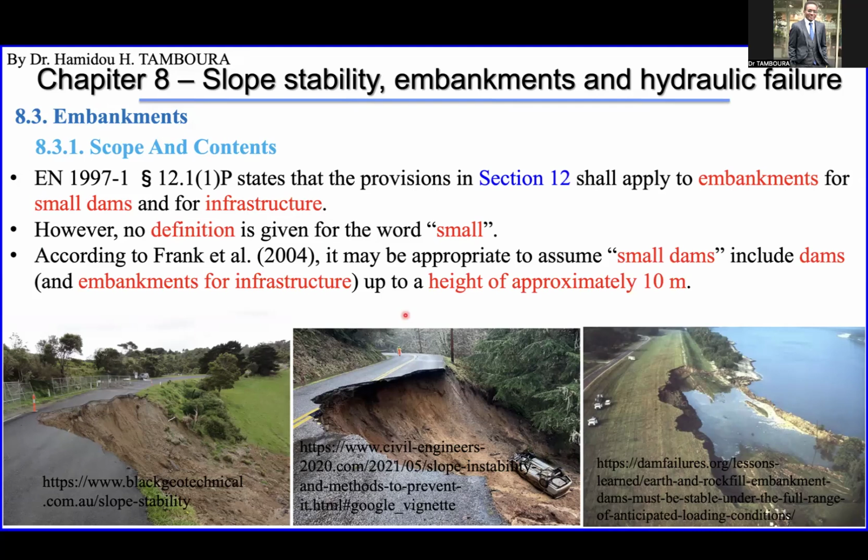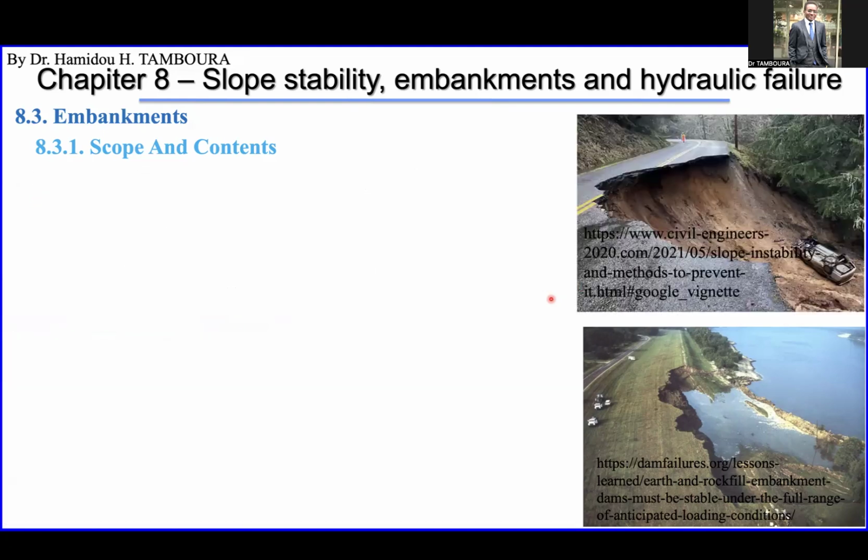According to him, a dam of height approximately 10 meters can be considered a small dam. So if you have this kind of dam, you can consider that dam as small. So the following rules will apply to that dam.